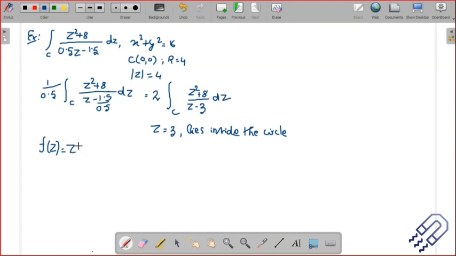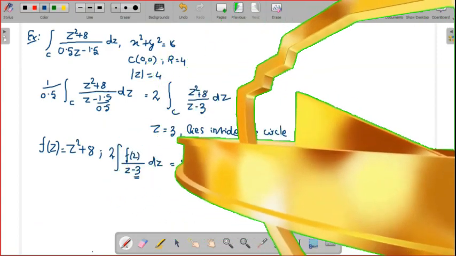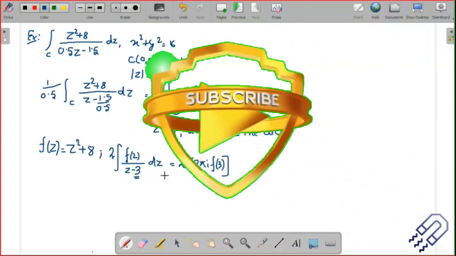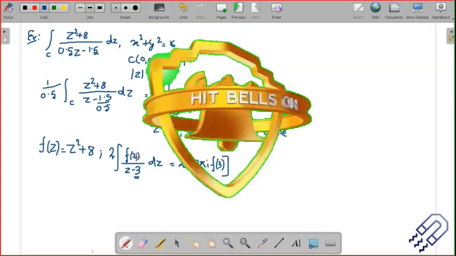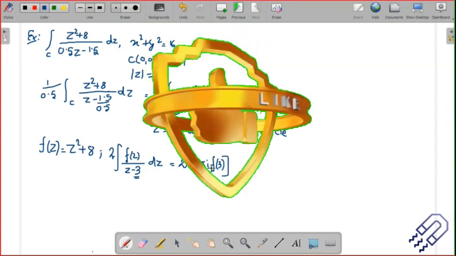f(z) is equal to z square plus 8, and we can simply write it down as 2 times the integral of f(z) divided by z minus 3 dz. Okay, that is equal to 2, so this 2 is there, and then f(z) divided by z minus 3 means it is 2 pi i f(a). a is 3 here, so I can write 2 pi i f(a). My a is 3. You can just recall this, we have done it last week. z minus a and f(z).